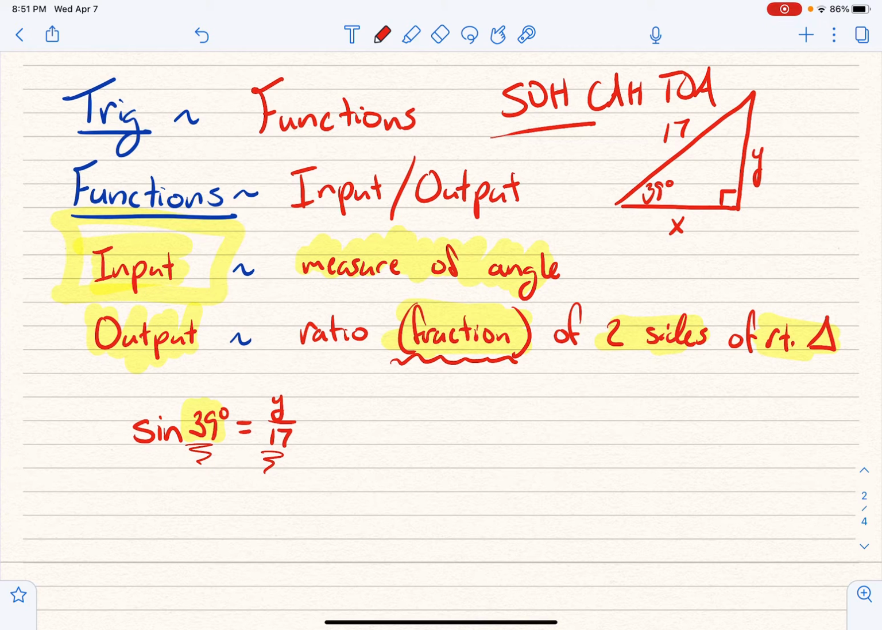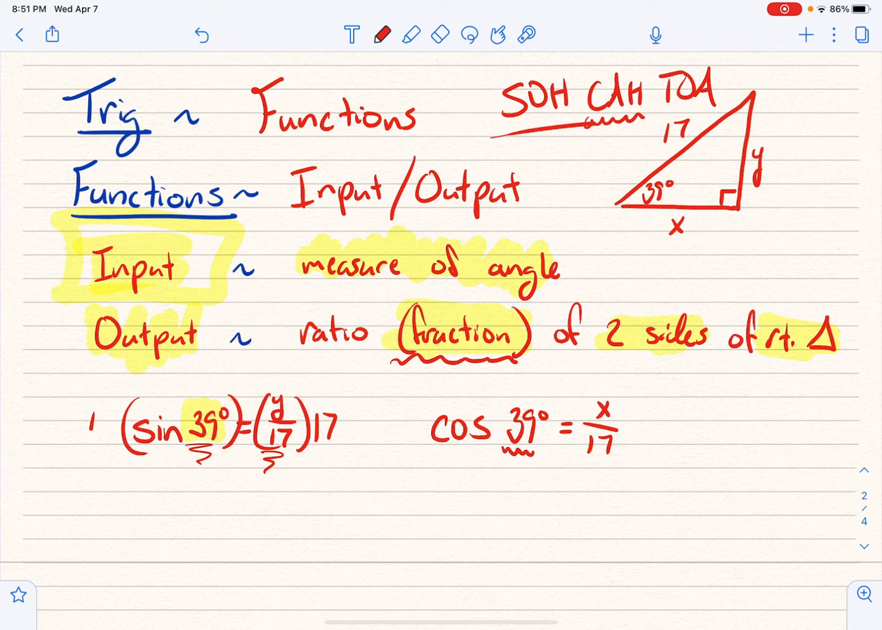And then I would be able to do cosine. Say cosine of 39 degrees, and cosine is CAH, so cosine is adjacent over hypotenuse. So cosine of 39, there's my input, is equal to adjacent x over hypotenuse 17. And we should be able to solve those. For both of those, I'd multiply this side by 17 and this side by 17, algebraically speaking, and these would cancel out. And then I'm left with y is equal to 17 times the sine of 39 degrees.